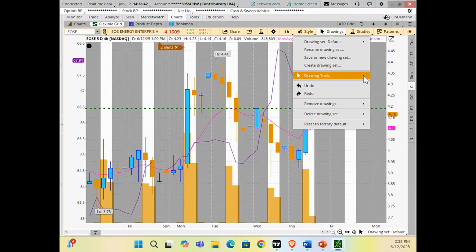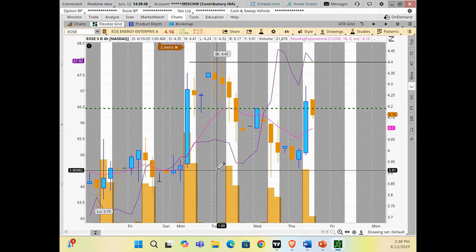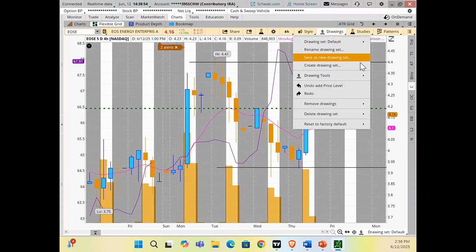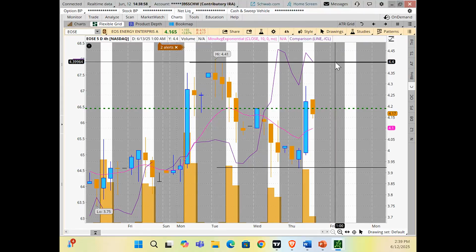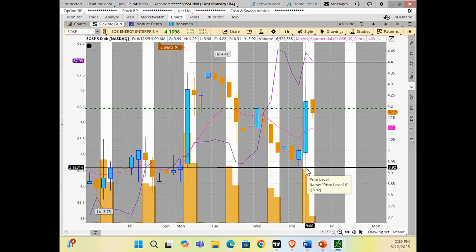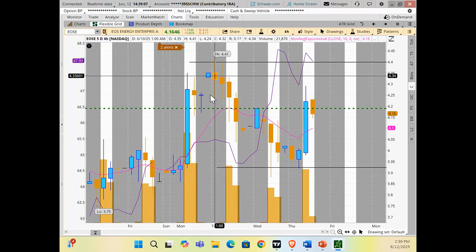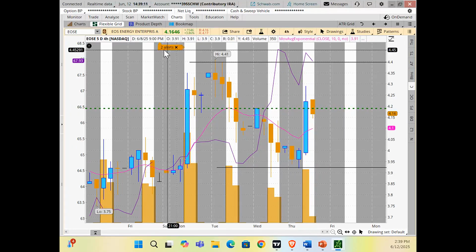Let me draw the lines. Supply level is right here, and we have another supply level right here. Those two lines, one is the 440 and the other one is the 392. Those are areas of supply, and this is the fair value. This is what we're dealing with right now.